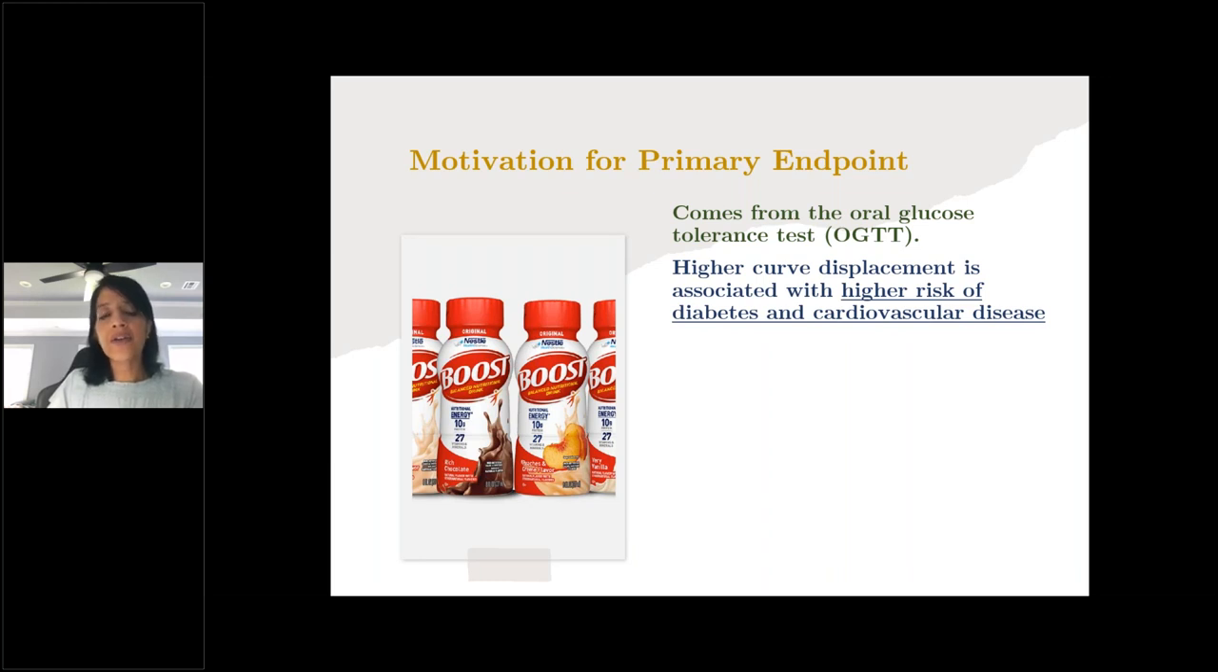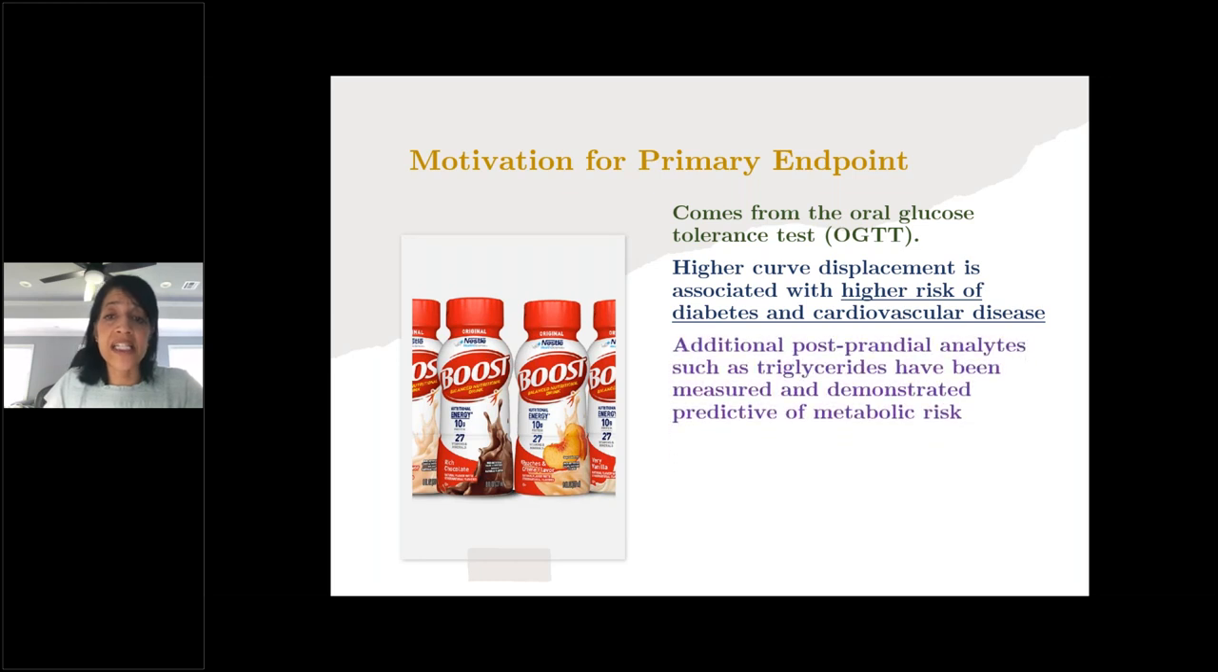And then the higher your glucose concentrations are after you eat, measured at multiple time points, you can form a curve. The higher that curve displacement is associated with higher risk for diabetes and cardiovascular disease. And we don't have to stop at a sugar drink. Boost is not just a sugar drink. It has all kinds of stuff. It's actually meant to be a food supplement. People who are starving or have issues with gaining weight are given Boost.